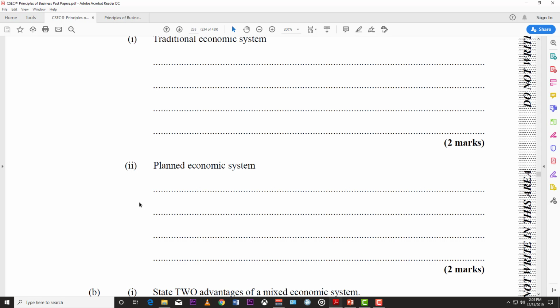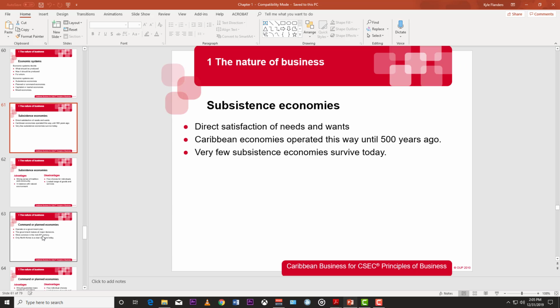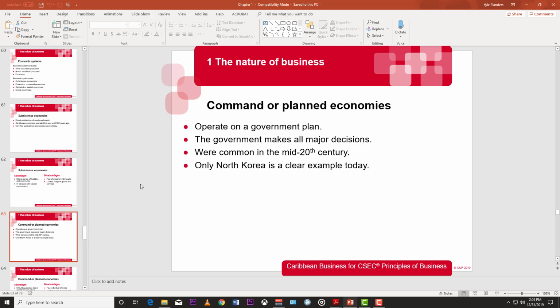The planned economy, on the other hand, we have the planned economy or the planned economic system. Another name for that system would be the command economy, or another name for that would be authoritarian economic system. So in the planned economy, the government is the one who controls all economic activities. It operates on a government plan. The government makes all the major decisions, and private individuals don't have much of a say in any economic activity under the planned or the command economy.